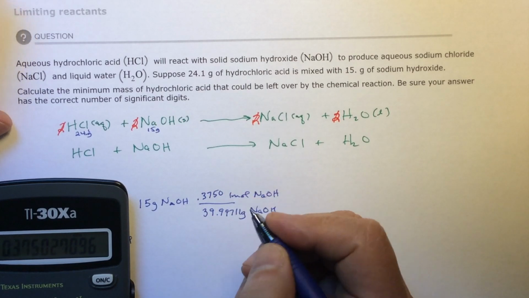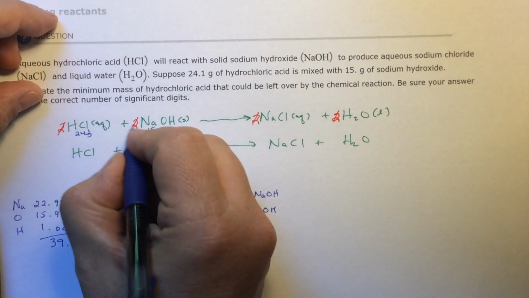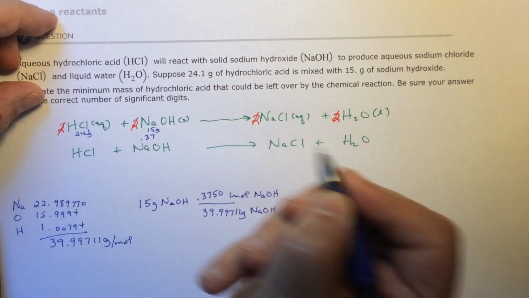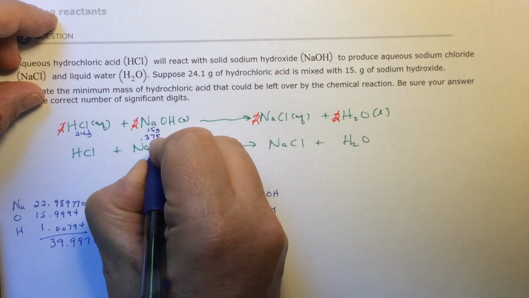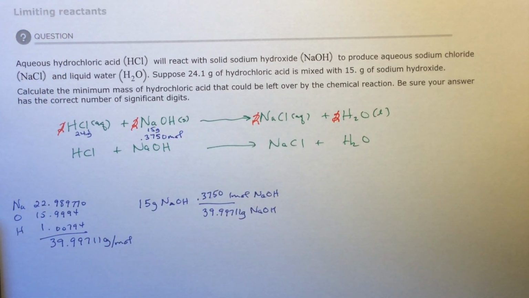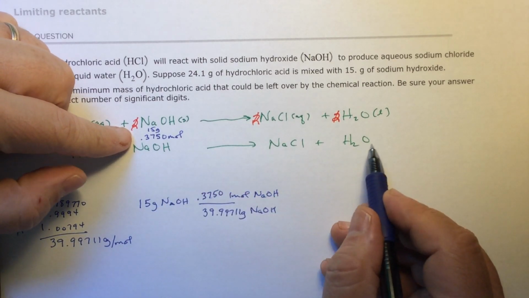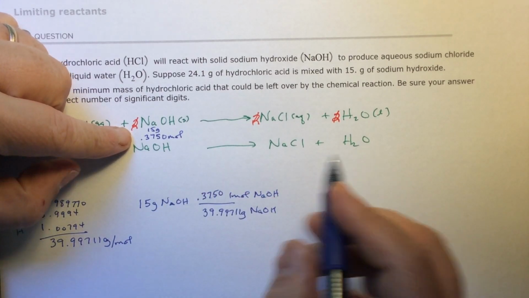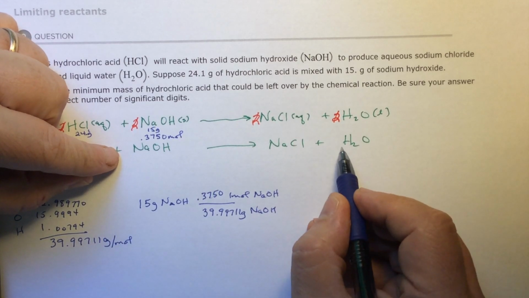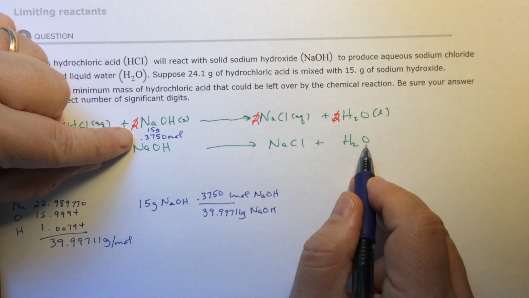Okay, 0.3750 moles. So that's going to go here, 0.3750 moles. Okay. So let's make something over here. Let's pick water. 1 mole is to 1 mole as 0.3750 moles is to what?